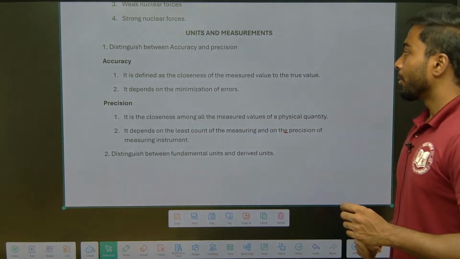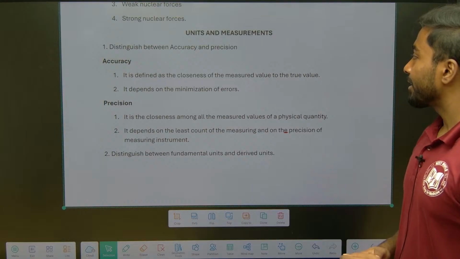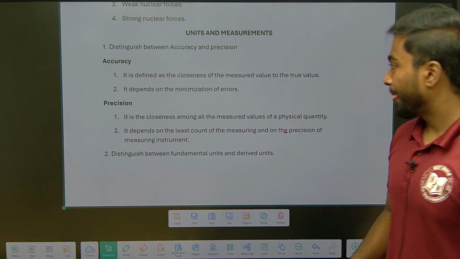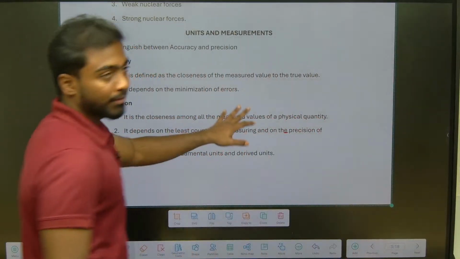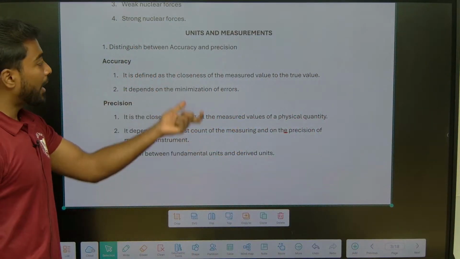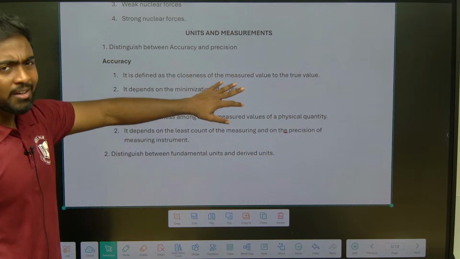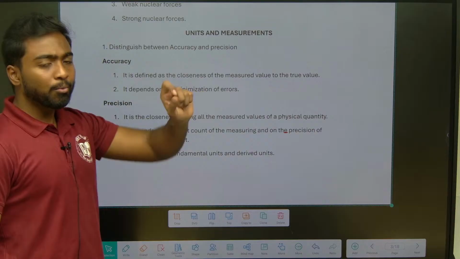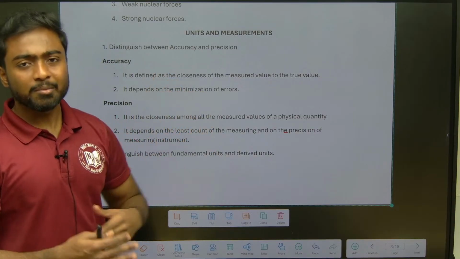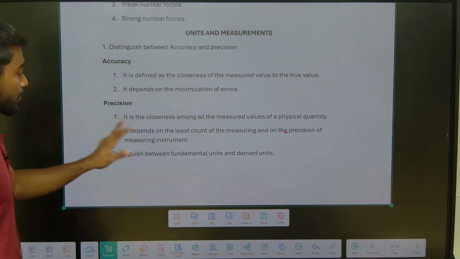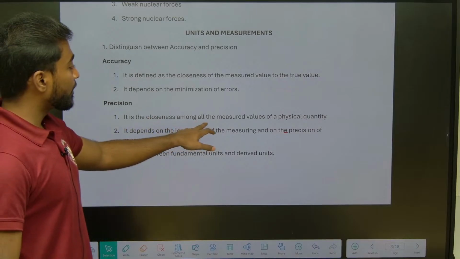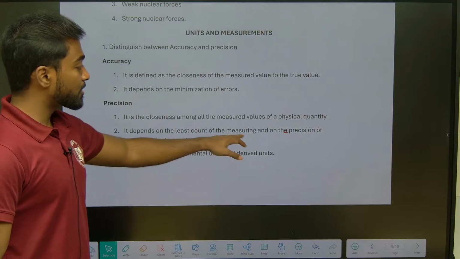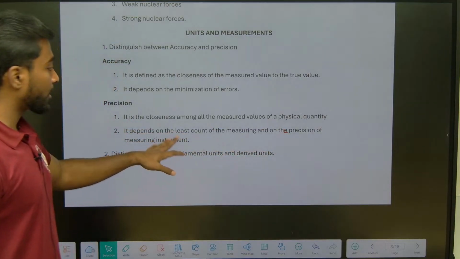Alright, so accuracy is defined as the closeness of the measured value to the true value, and it depends on minimization of errors. So if we minimize the error, accuracy will be there. What about precision? When we are talking about accuracy and precision, these two words are similar, yes, but they have different meanings. Precision is the closeness among all the measured values of a physical quantity. It depends on the least count of the measuring instrument and the precision of the measuring instrument.